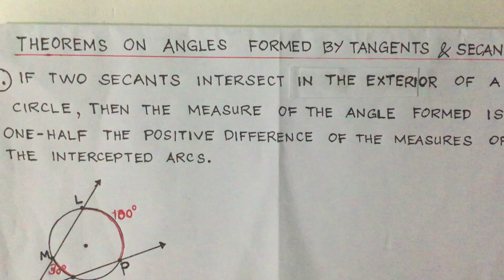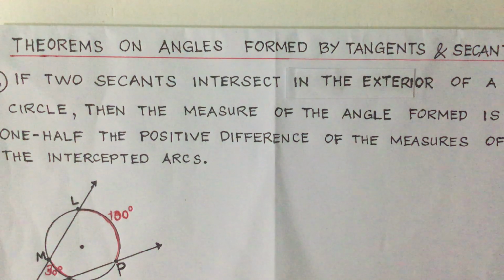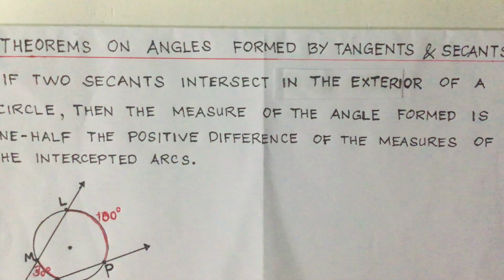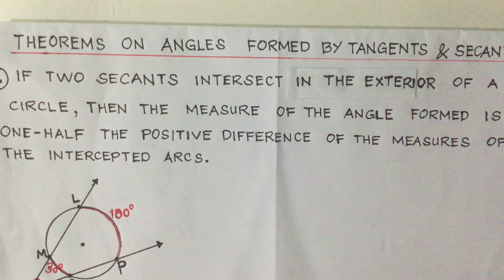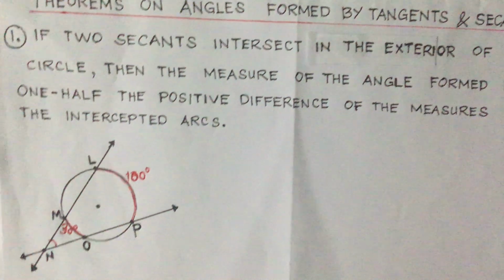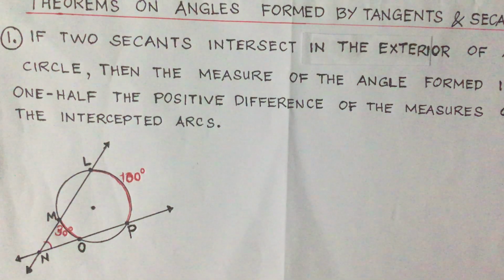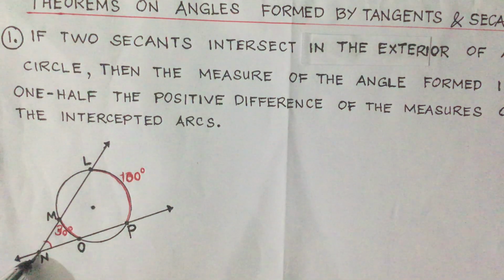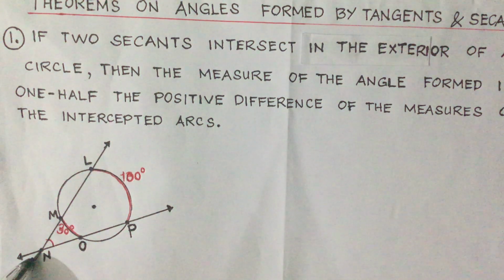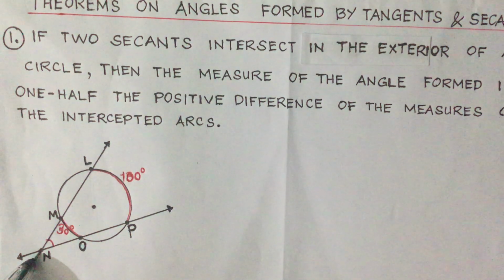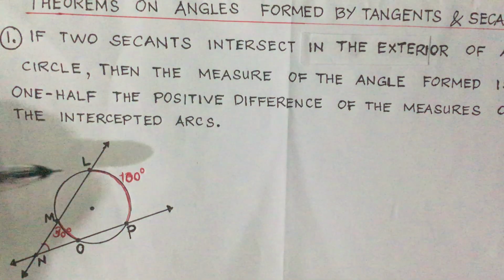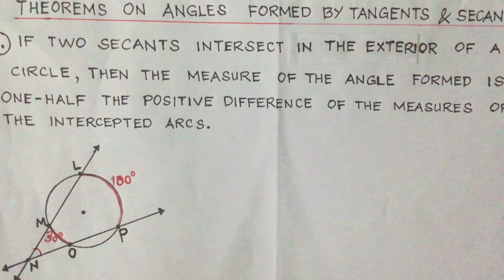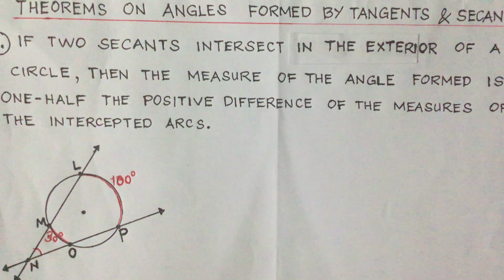If two secants intersect in the exterior of a circle, then the measure of the angle formed is 1/2 the positive difference of the measures of the intercepted arcs. So, unsay pasabot ana? So, I have here the illustration. If 2 secants intersect in the exterior of a circle, so at point N, this is the point of intersection, nasa sa gawas sa circle. Then the measure of the angle formed, kanya angle nga form, so we have angle L and P, is 1/2 the positive difference of the measures of the intercepted arcs.